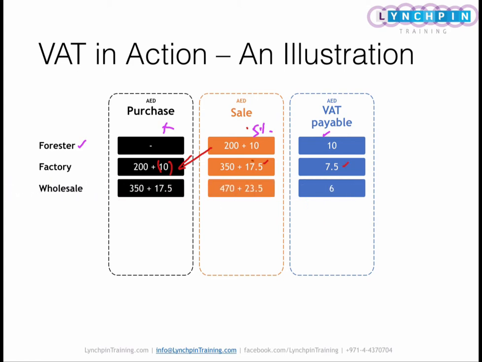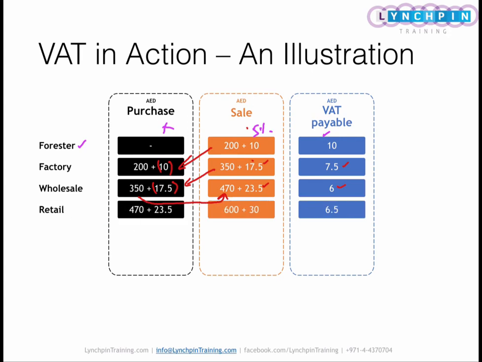Now it comes to a wholesaler. The output here becomes the input here. A wholesaler would be selling to a retailer and he'll be charging him output VAT, where he'll be adjusting his input VAT and paying the balance amount again.